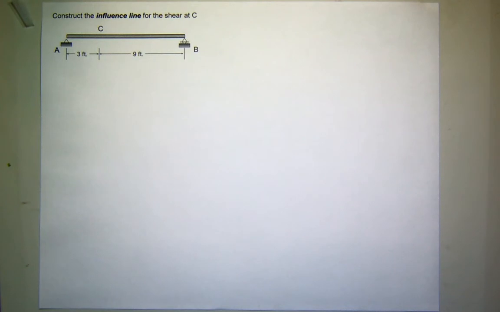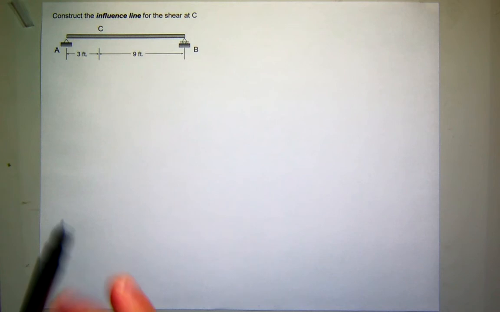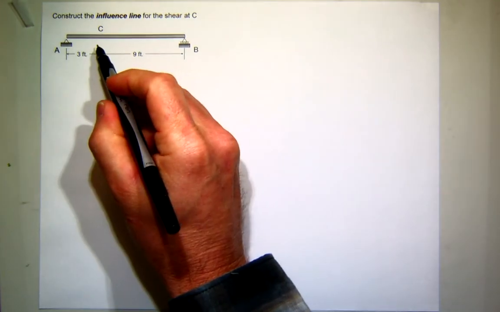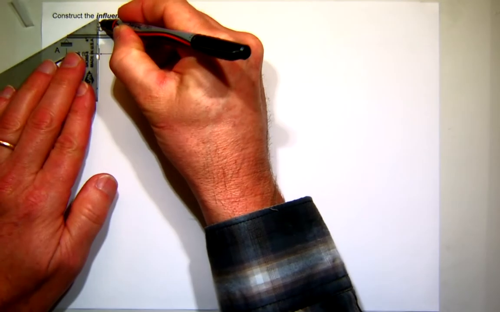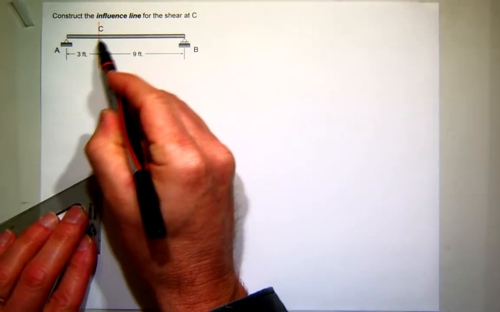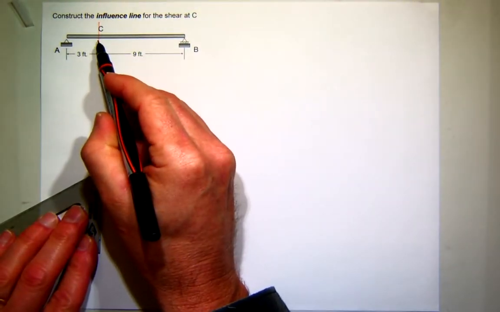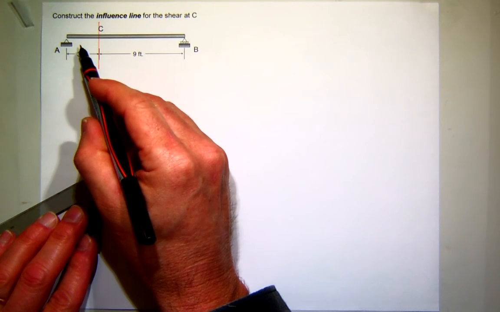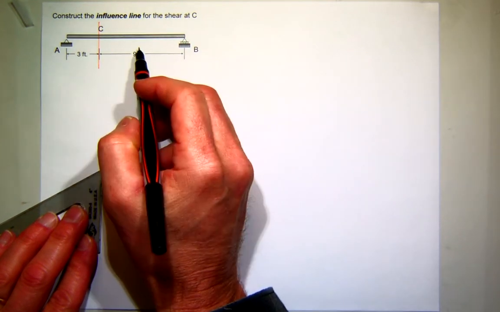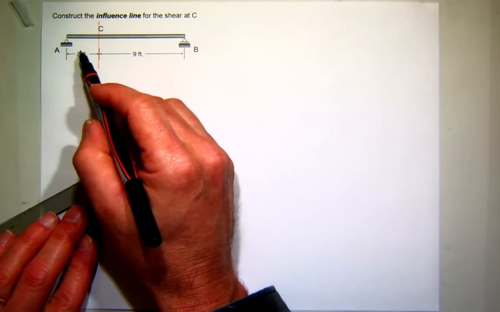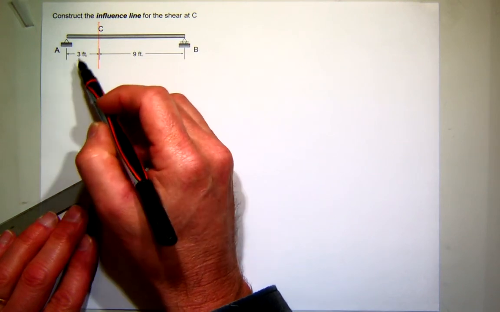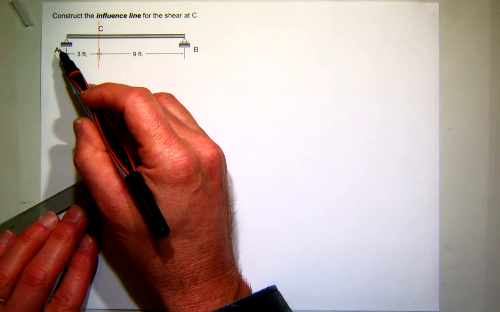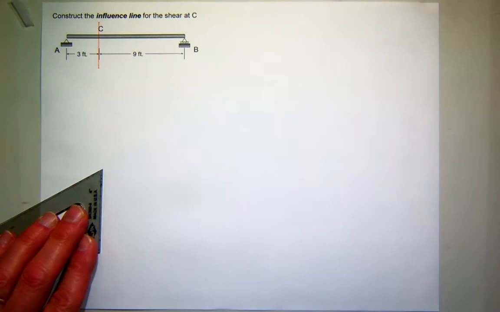All right, so let's look at the influence line for the shear at C. Now, if I were to cut the beam here at C to find the internal shear, let's just decide right now, do you want to work the left side for our equilibrium or the right side? I think the left side would be best. So in order to do that, I need to find the influence line for the reaction at A. So that's what I'm going to do first.